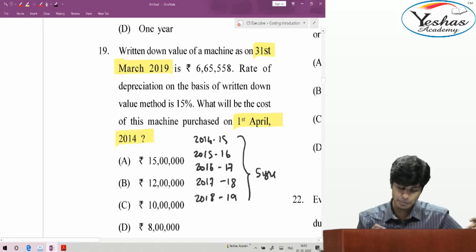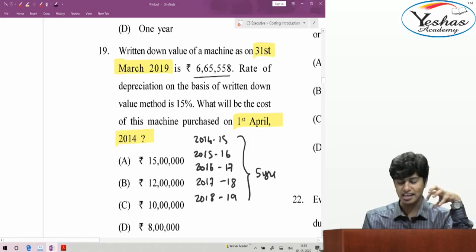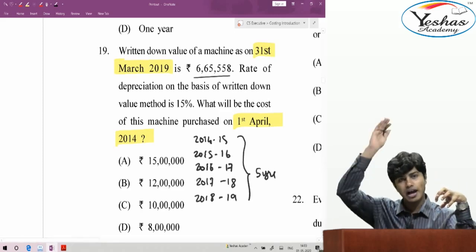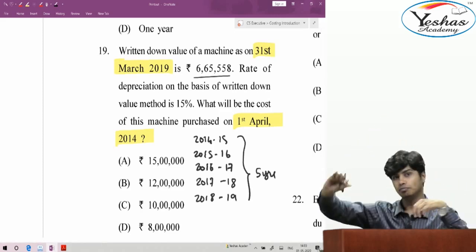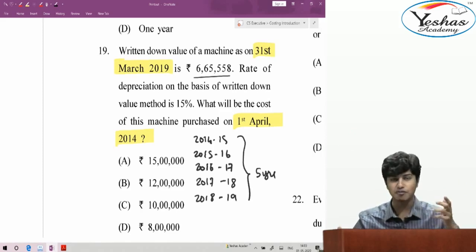The company's value as on that date is 6,65,558. So today it is 6,65,558. What was the value of the machinery 5 years ago is the question. Rate of depreciation is written down value method, 15%.